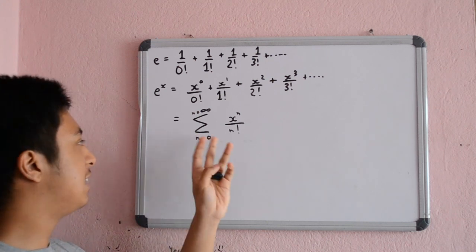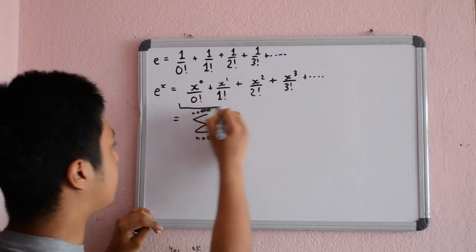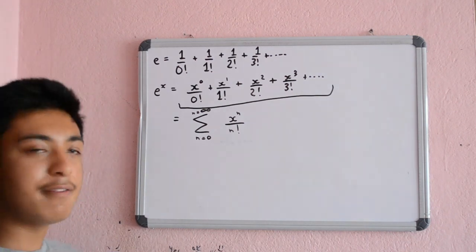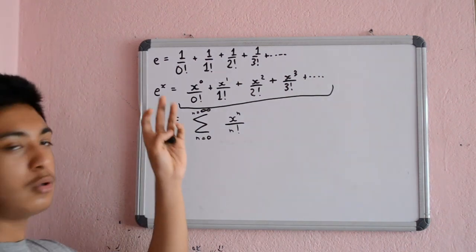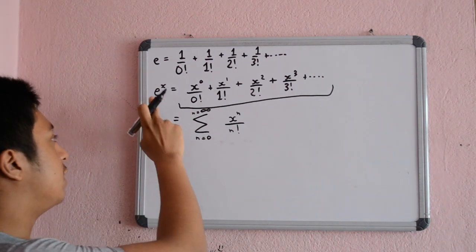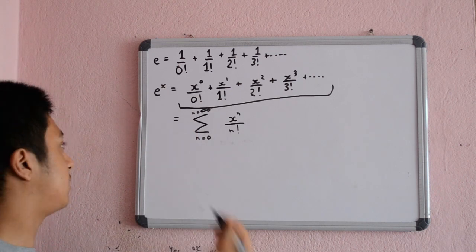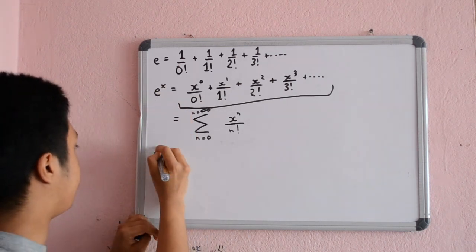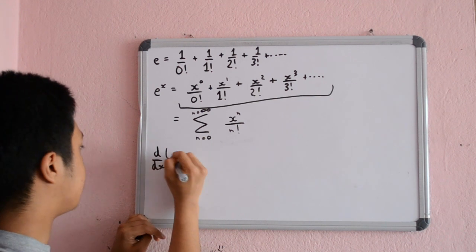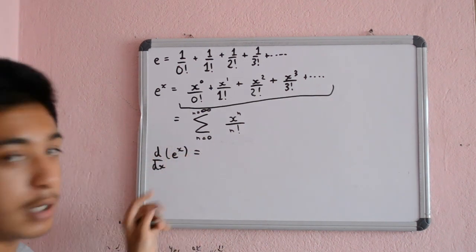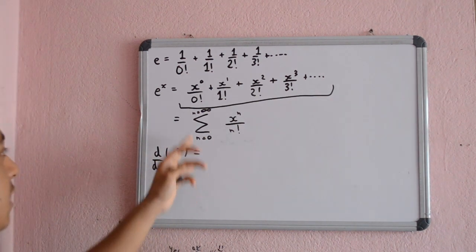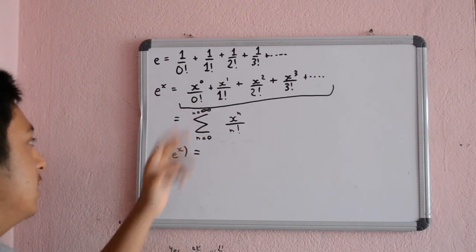Now we don't really need this because our main focus is right here. We want to find the derivative of e to the power x. So what we can just do is differentiate both sides with respect to dx. On the left we'll have d dx of e to the power x. So this is what we're trying to find. And let's see what happens if we differentiate the right hand side.